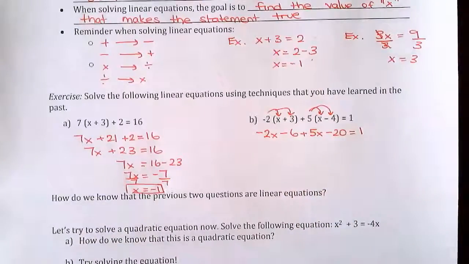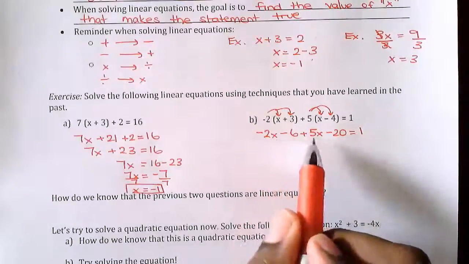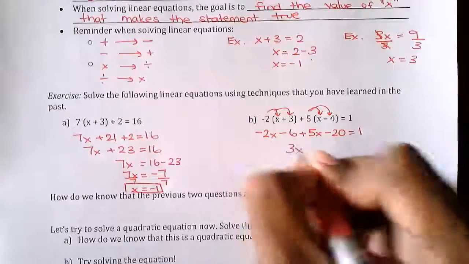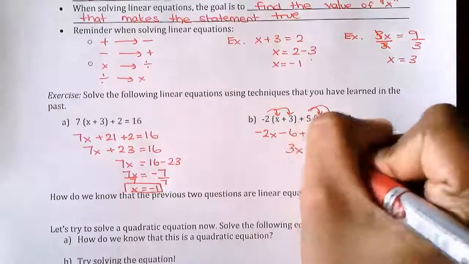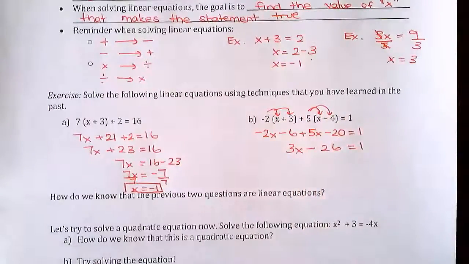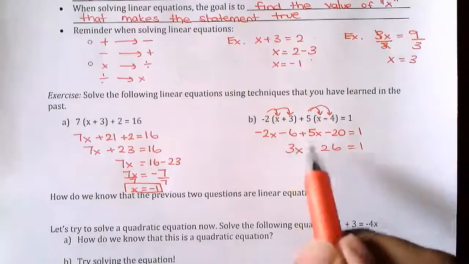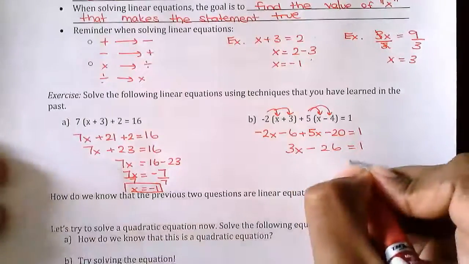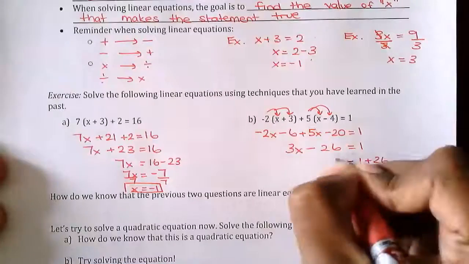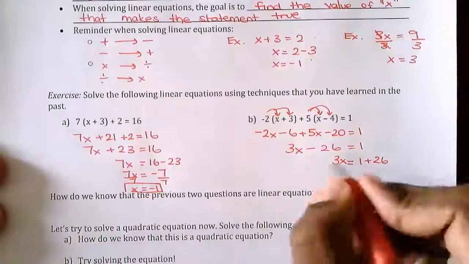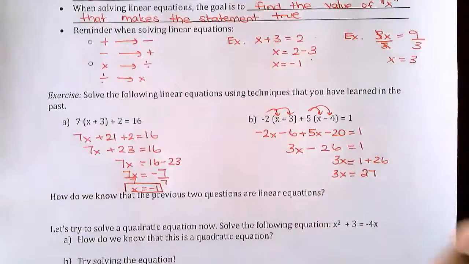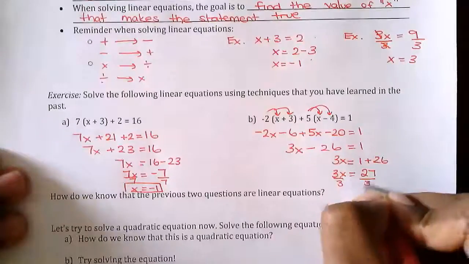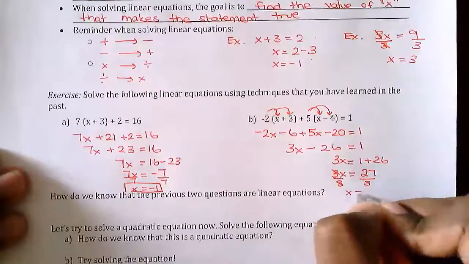You can simplify the left side, so collect like terms if it's possible. Here we have negative 2x plus 5x, which is just 3x, and negative 6, negative 20, which is negative 26, equals 1. Again, I want to isolate for the x, so bring the negative 26 to the other side, where it becomes positive 26. So 3x is equal to 1 plus 26, which is 3x is equal to 27. Now to isolate for the x, I divide both sides by 3, and I get x is equal to 9.